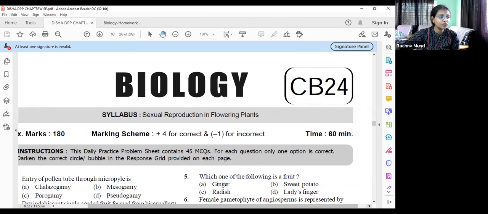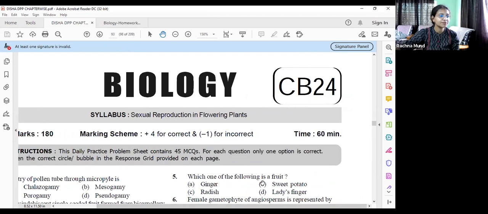Now, come to question 5. You answer me this, please. Which one of the following is a fruit? Ginger, radish, sweet potato, lady's finger. Which is a fruit? You know what is a fruit? The result of double fertilization or sexual reproduction, that is a fruit, right? So, hurry up. This is a very easy question.